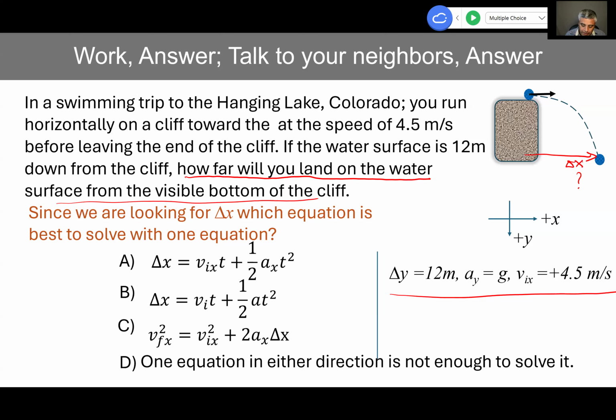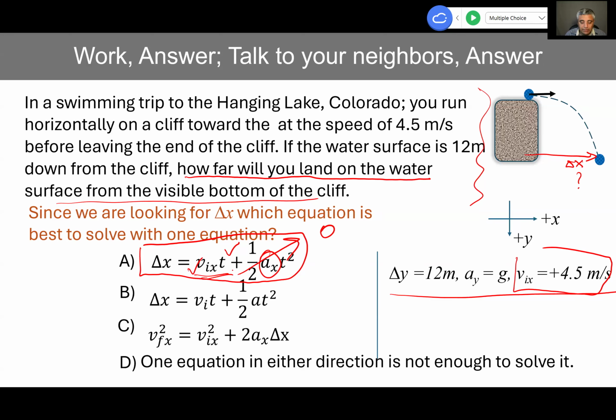To find displacement, if we think we can use this equation, what are the things we need? v initial x is known, so that's great. We also need time. Do we know time here? There is no time information. Yes, we know acceleration in the x direction, which is 0, so that term becomes 0. But we need time to find displacement, so we cannot use just this one equation to solve the problem.